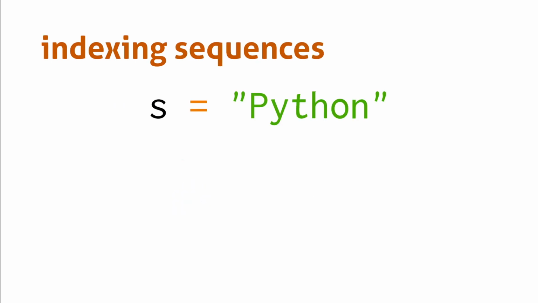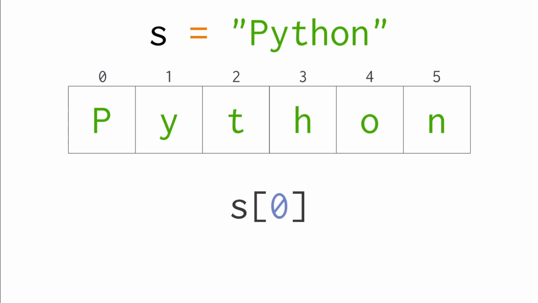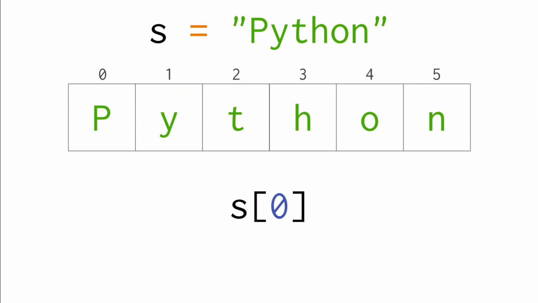Sometimes we want to pick out a specific item in a sequence. So suppose that we have s, which is set to the string Python. To Python, this is a sequence of characters, and every character has an index starting with 0. It's important to remember that in Python, like most programming languages, the first item has index 0. What this means is that if we want to get the first item, then we would say the name of the sequence, and then open square bracket, and then the index that we want. So if we're getting the first item, that's index 0, and then close square bracket.